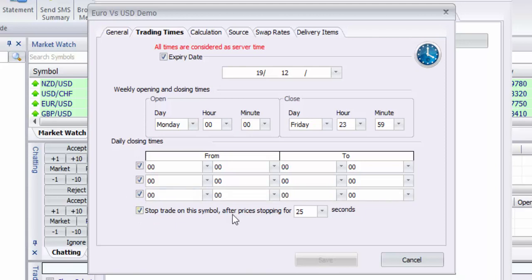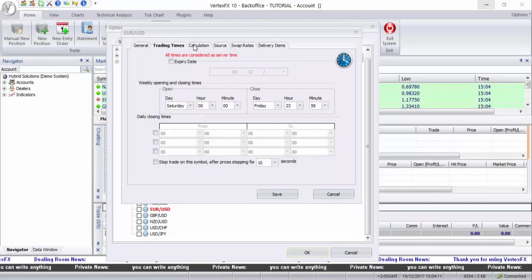Some symbols stop working for 2 or 3 hours each day, so you can stop them from trading by setting this option. If I want to, I can stop trading on the symbol after price is stopping for, and I can determine the amount of seconds here. If I know the normal behavior of a currency, I can say if it stops more than 30, let's say more than 1 minute, stop trading on this symbol. It's actually very helpful.